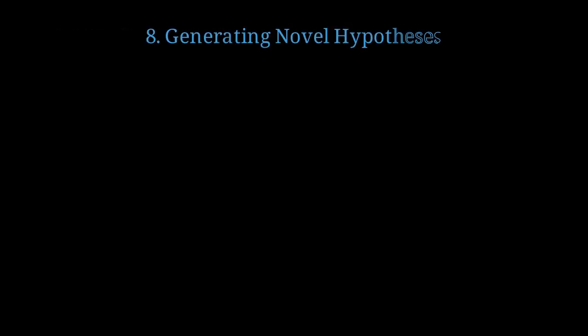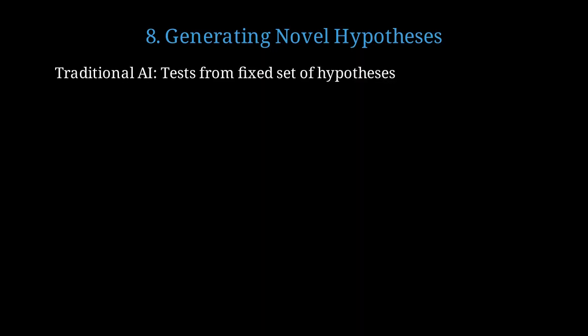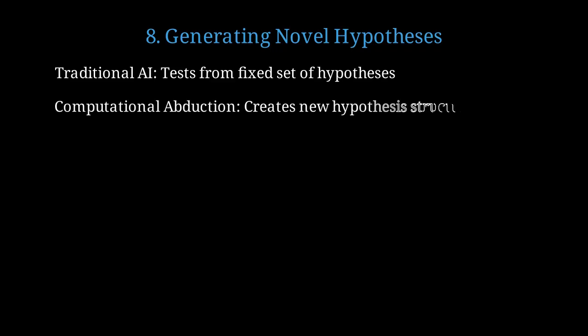The most powerful aspect is generating hypotheses not predefined by humans. Traditional AI systems can only test hypotheses from a fixed, pre-programmed set. Computational abduction can create entirely new hypothesis structures not imagined by designers.